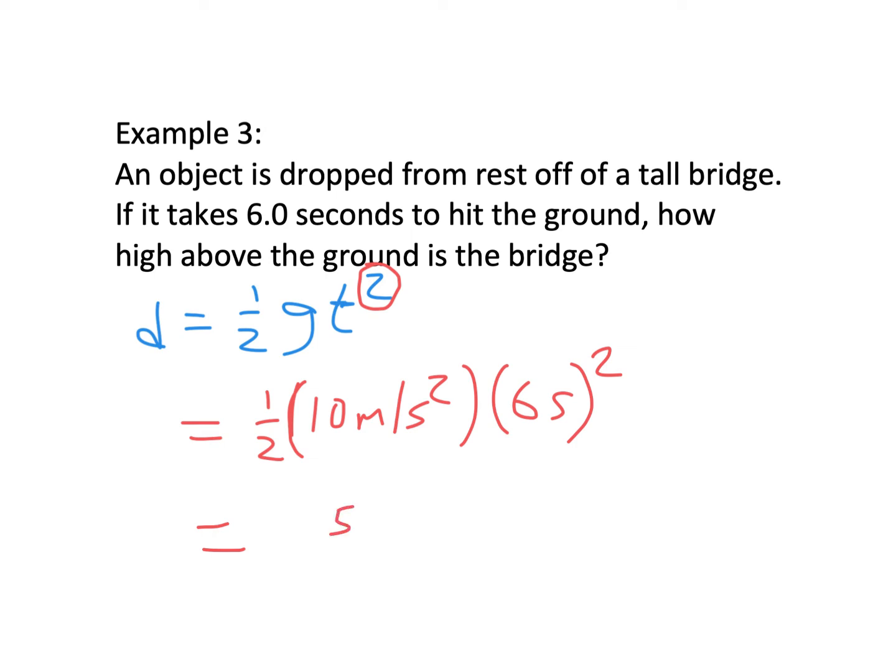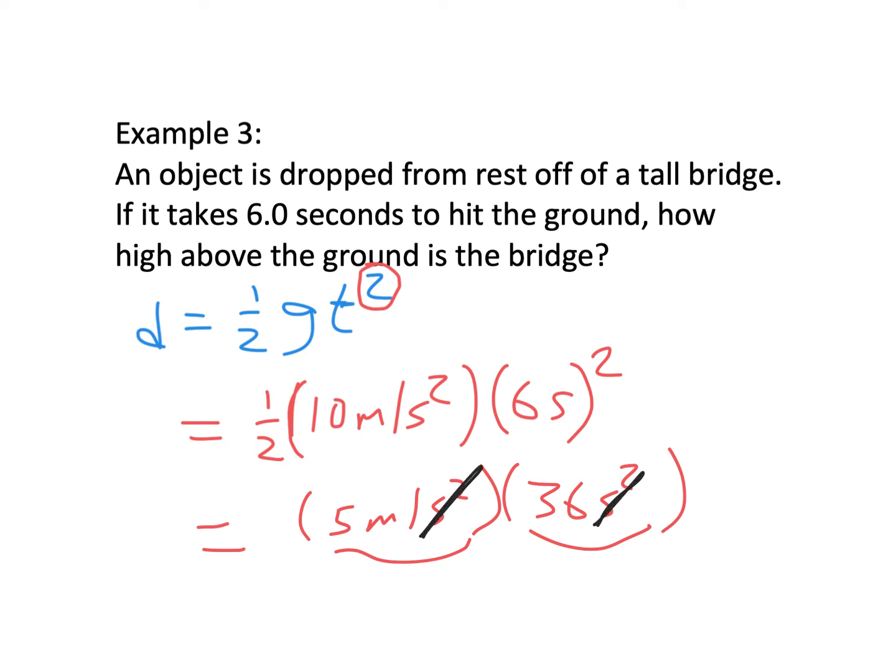That's 5 meters per second squared, times 6 squared gives me 36 seconds squared. And so I can now multiply 5 meters per second squared times 36 seconds squared. And notice I've got seconds squared here, and I've got divided by seconds squared there. So the seconds all cancel and I'm left with units of meters for my distance, which makes sense. That distance could be in meters.